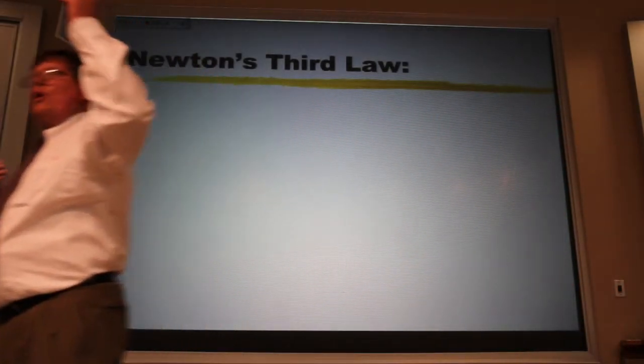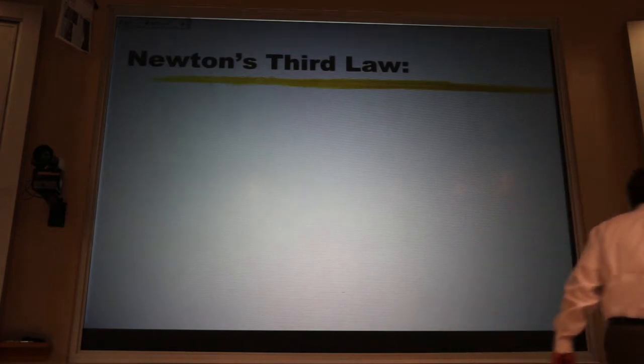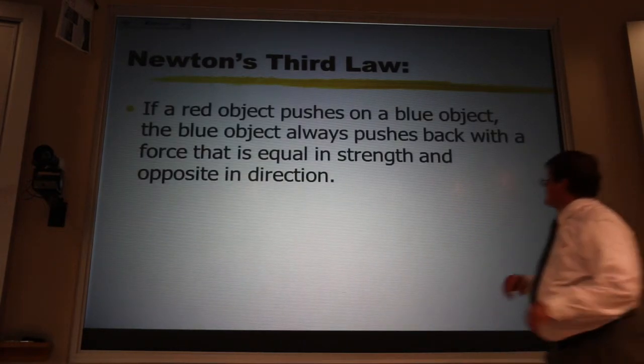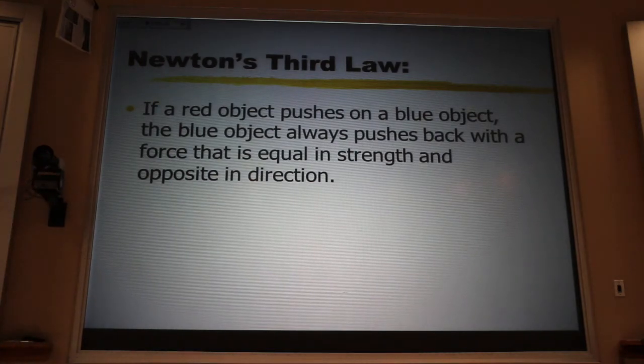Now, I don't like that language, action, reaction. It suggests that one of the forces is more fundamental than the other, more important than the other. I prefer this language. If a red object pushes on a blue object, the blue object always pushes back with a force that's equal in strength and opposite in direction.